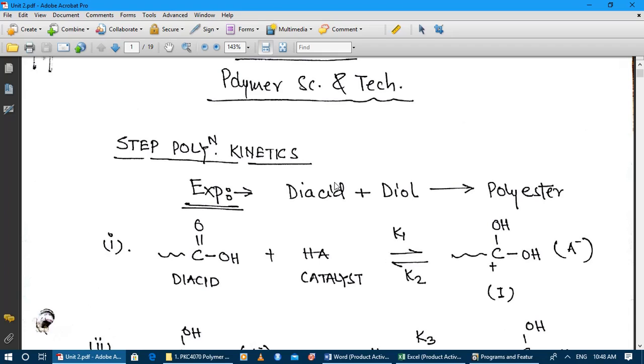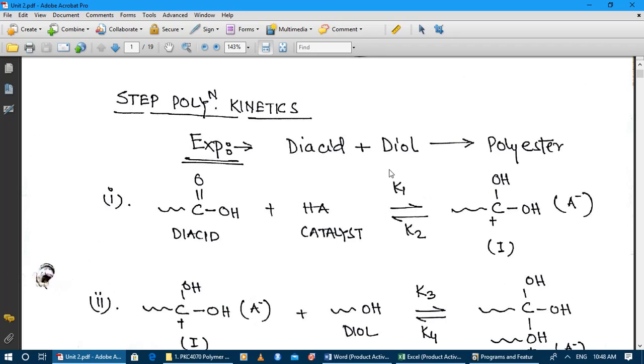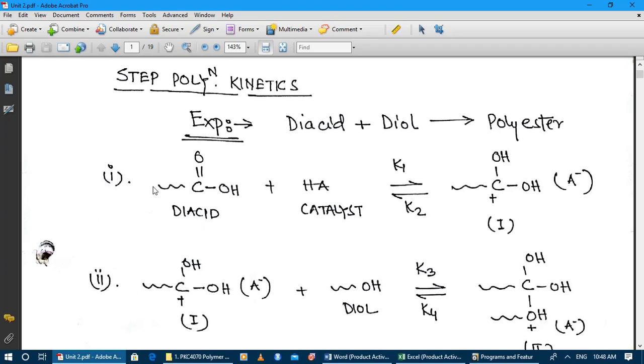When diacid and diol react, they form a polyester. The polyester is basically the COO group. So if the COO group is present in a polymer, that means the polymer is a polyester. For example, we are taking a diacid. The zigzag line shows the rest of the part which is not shown. We are just considering the functional group of the monomer.